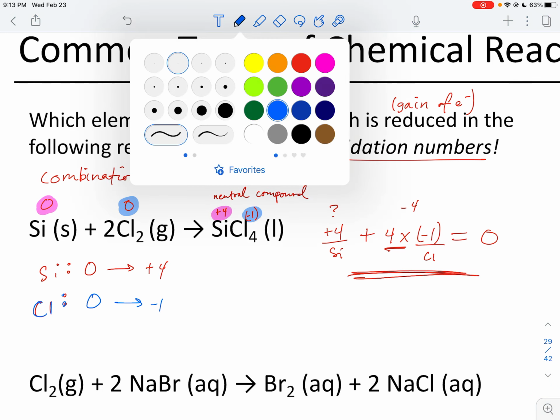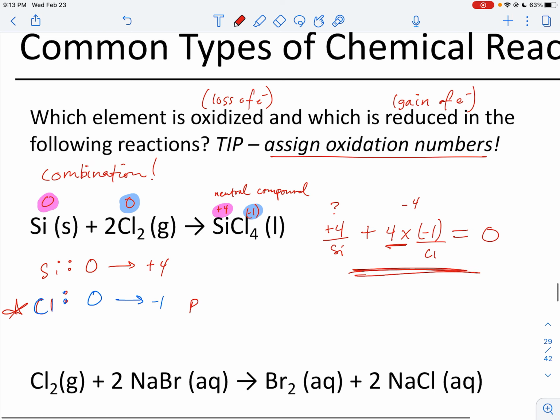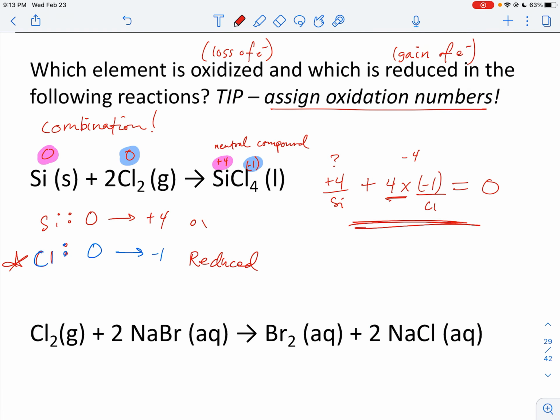All right. Now you need to ask yourself, I like to focus on which one's being reduced first, like which one has a charge that is reducing, and you know that's reduction. And that is going to be chloride here. This is reduction. Chloride's being reduced. Okay, it is gaining electrons to go from 0 to a negative 1. That's reduction, which means by default, silicon is oxidized.